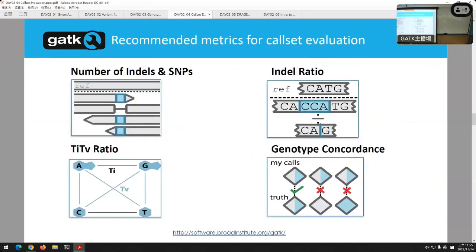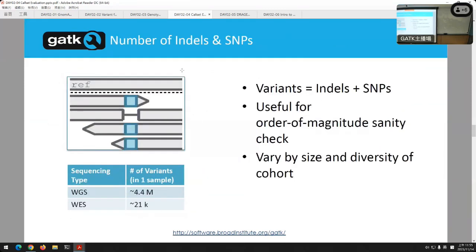So what are the metrics again? I'll go over all of them in detail in the coming slides, but you have roughly the total number of indels and SNPs, the indel ratio, a cool one called the TiTv ratio, and genotype concordance. Now, as we mentioned, it's useful for a basic sanity check.